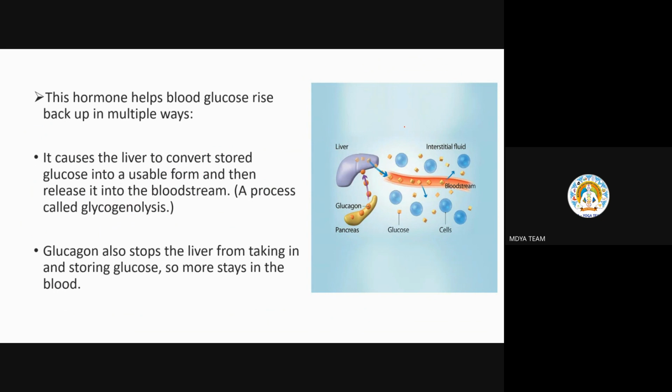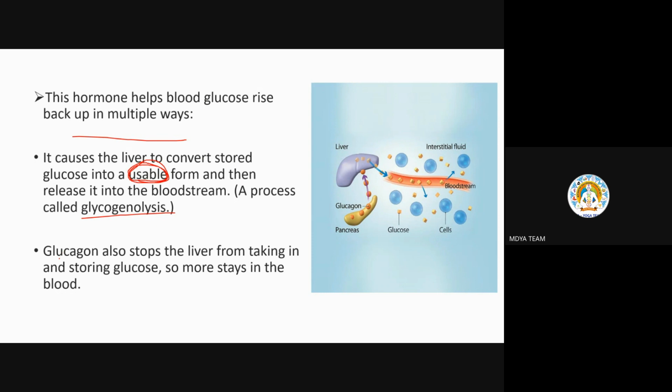This hormone helps blood glucose rise back up in multiple ways. There are two ways. It causes the liver to convert this stored glucose, what is this stored glucose known as? Glycogen. Yes, very good. Into a usable form, because normally we want to use it. What is that usable form which our body requires? Glucose. Into a usable form, and then releases it into the bloodstream, a process called glycogenolysis. This is the conversion of glycogen into glucose.